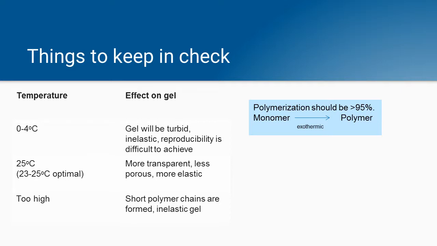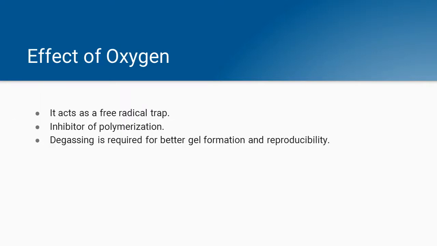So our gel should be like this. If you are preparing your gel at too high a temperature, then the polymer chains will get shorter, as the conversion of monomer to polymer is an exothermic reaction. So your polymer chains will get shorter, and whatever gel you get will be inelastic, and flexibility will not be there in your gel. So the movement of the proteins through the gel will be difficult, and the gel will be brittle, it will be rigid also.